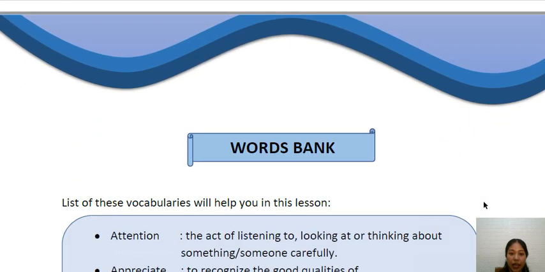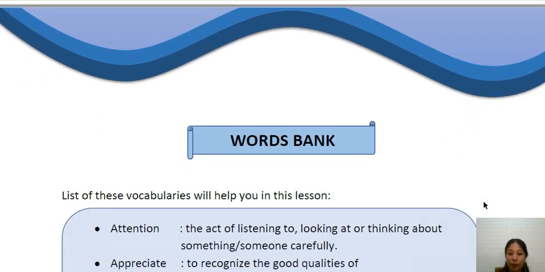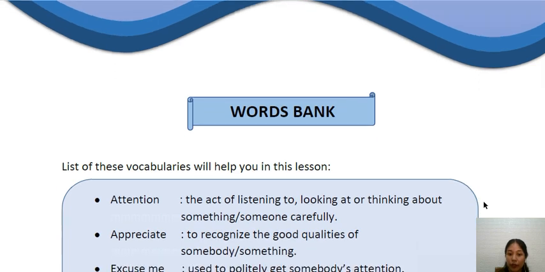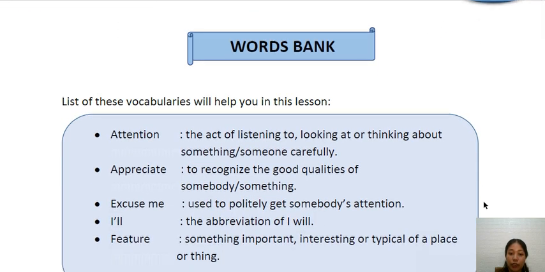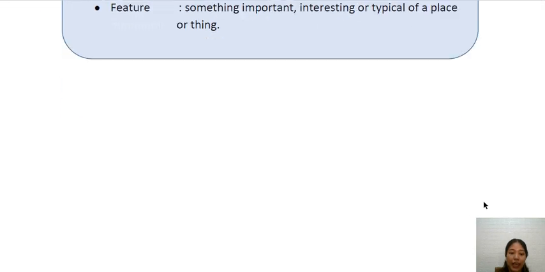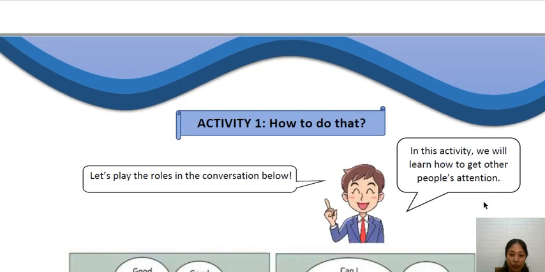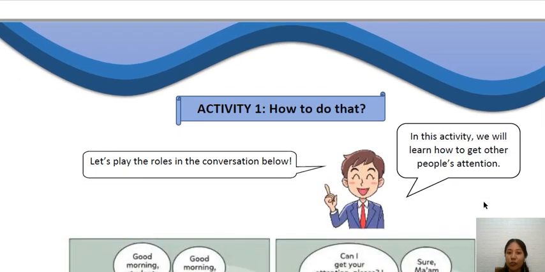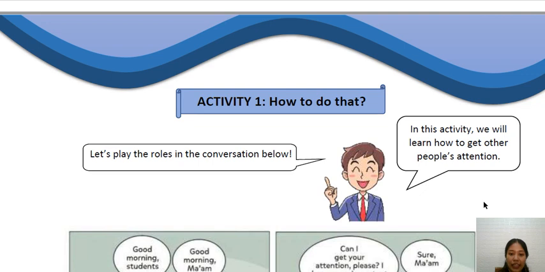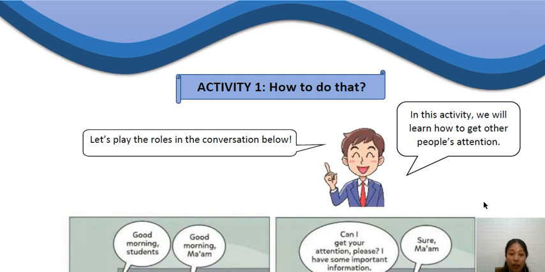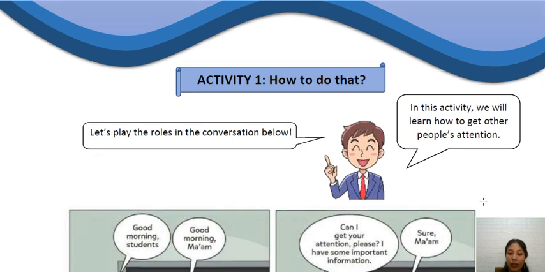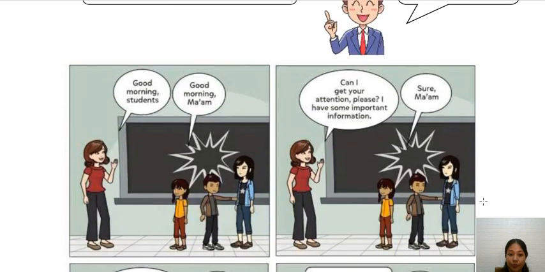The second part, we have the words bank. This is a vocabulary list that may help students during the lesson. Next, we move to the first activity entitled How to Do That. In this activity, the teacher may invite some students to read aloud the conversation in the comic, and this comic shows the expression of asking attention.